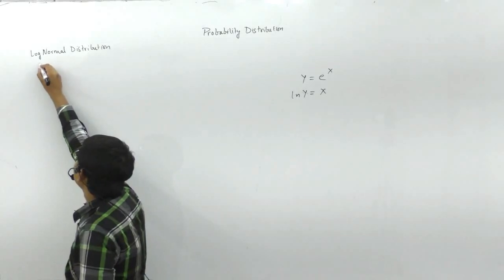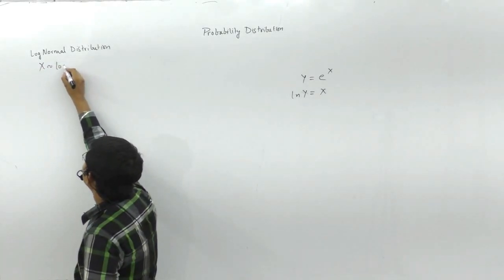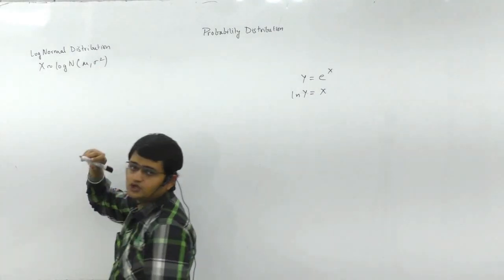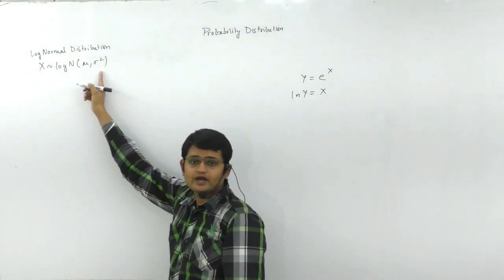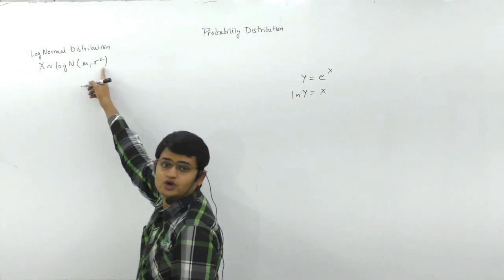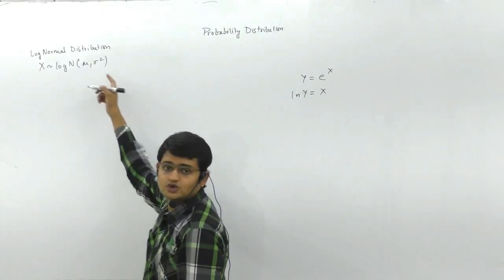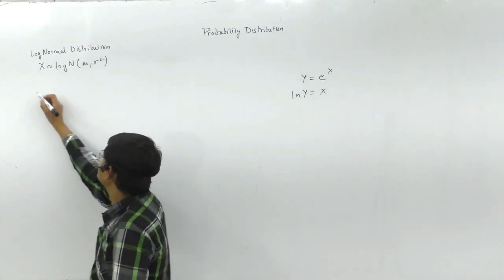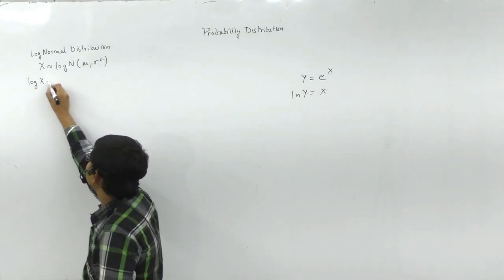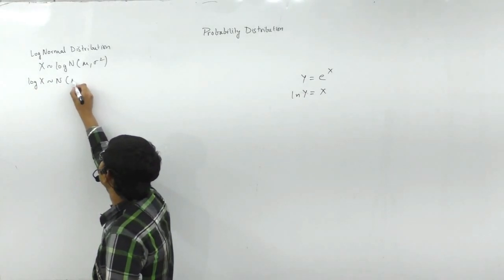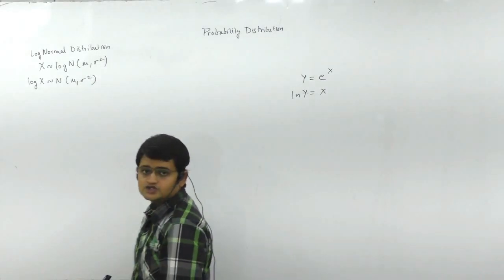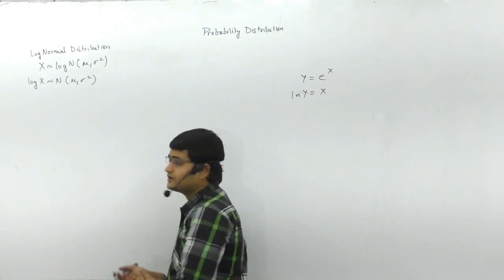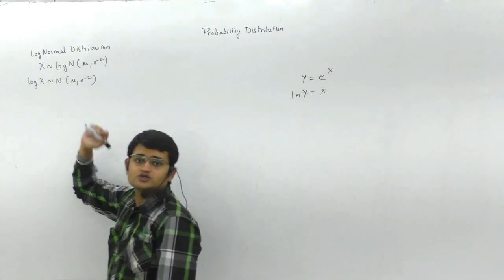Now simply, if I have a variable x following log normal distribution with parameters mu, sigma square. Now, though log normal distribution has the same parameters as normal distribution, they are not the mean and the variance of log normal distribution. So if we have a variable x following log normal distribution, then we say log of x will follow normal distribution with mu, sigma square. So it is basically the mean and the variance of this particular normal distribution. Now this log is also to the base e.